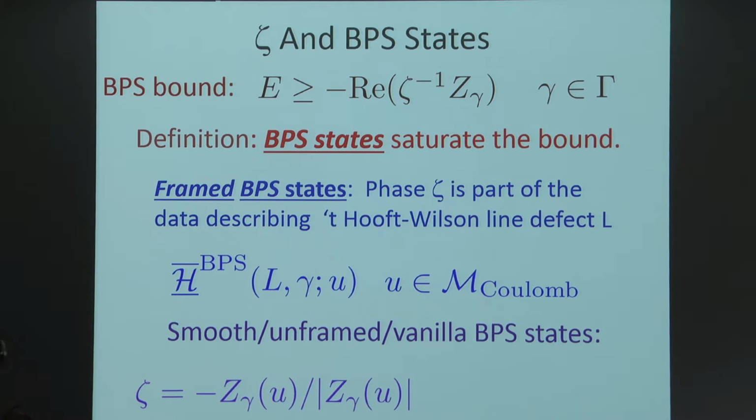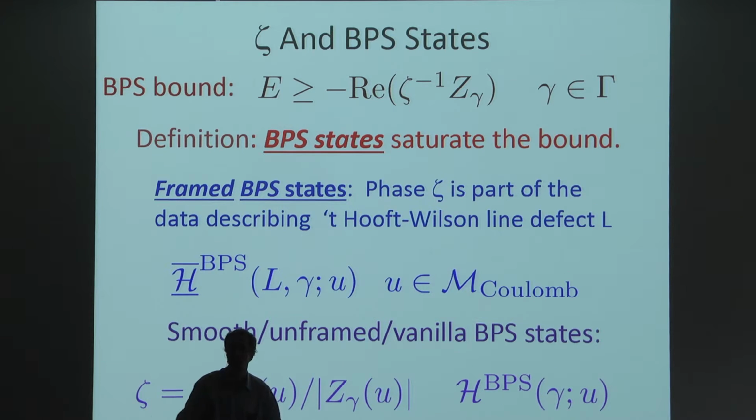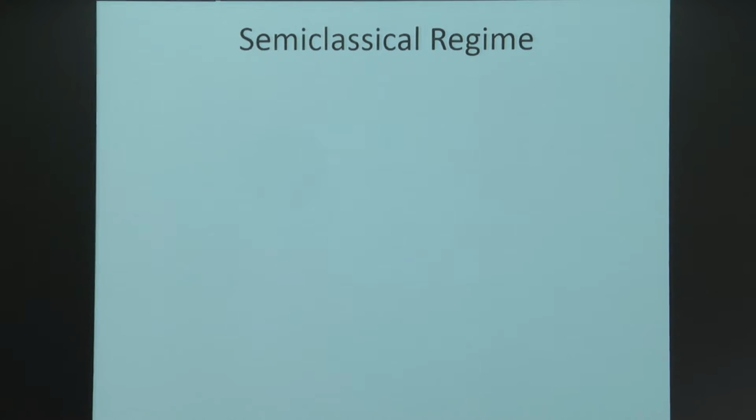Now, in the ordinary BPS states, which I'll call smooth or unframed or vanilla or ordinary BPS states, we can choose any zeta we want. So we should choose the zeta which maximizes this bound here. So zeta should then be negative the phase of the central charge. And then we get a space of ordinary BPS states, which is what people usually talk about. So that depends on an electromagnetic charge and a point u on the Coulomb branch.